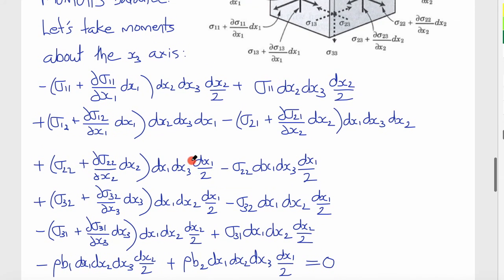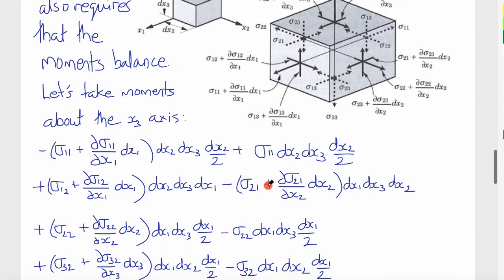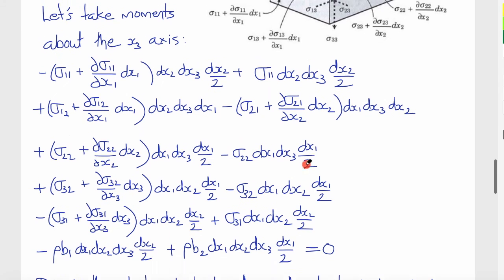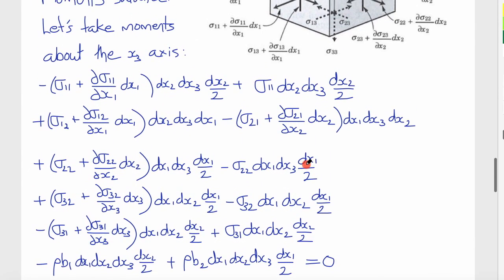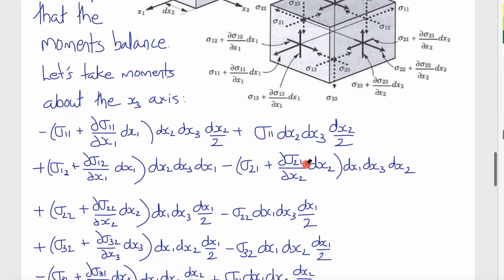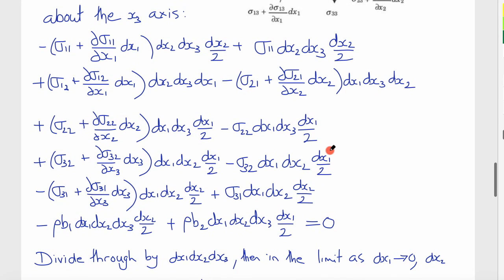And then finally, components of the body force in the x1 and x2 directions acting at the middle of the cube will also contribute. So there's the big ugly expression we get for the moment balance.